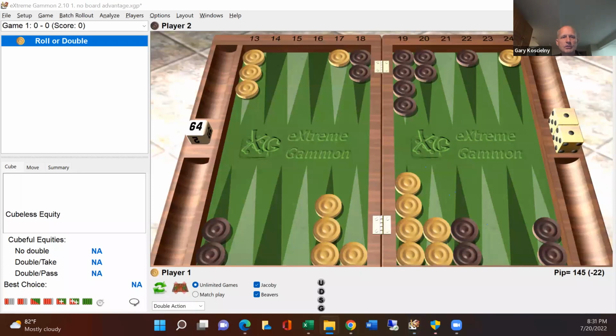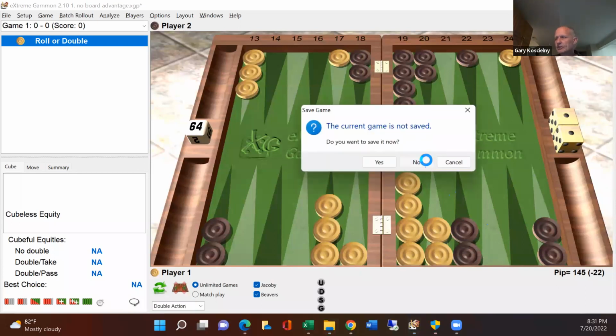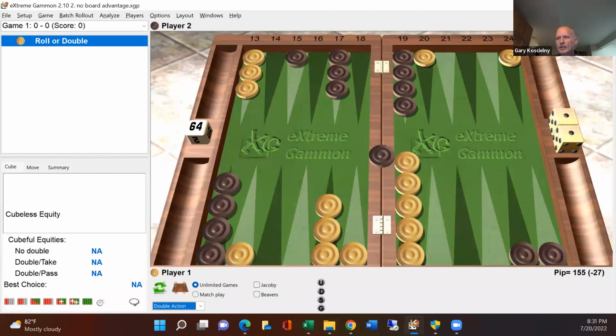So let's go on to another couple of positions, and let's see if we can evaluate them. So what do we got here? Well, we don't have a board, neither does the opponent, so there's no board. We have a huge race lead, 27 pips. So we get 1 for that.